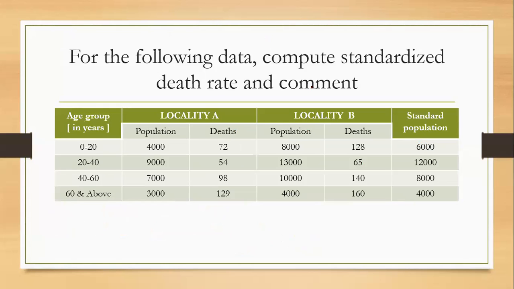Next problem. Just for your understanding, one last problem in this method. The ones who have not understood, quickly we'll go through. From the following data, compute standardized death rate and comment. You have to comment which one is healthy. They have given us the age group, locality A population and death, locality B population and death, and standard population. Now the standard population is P.